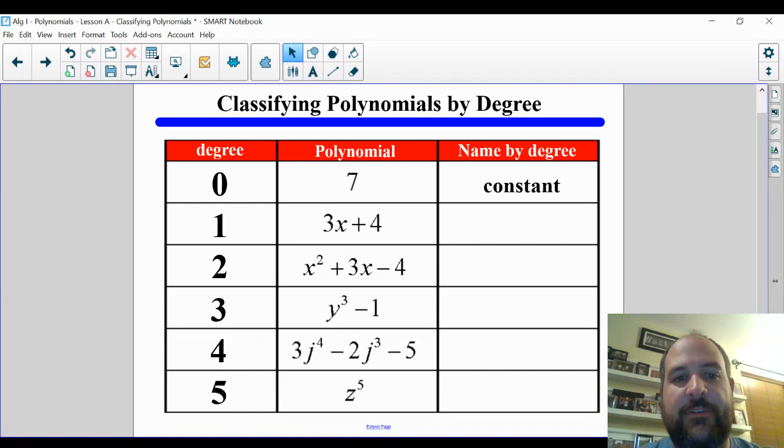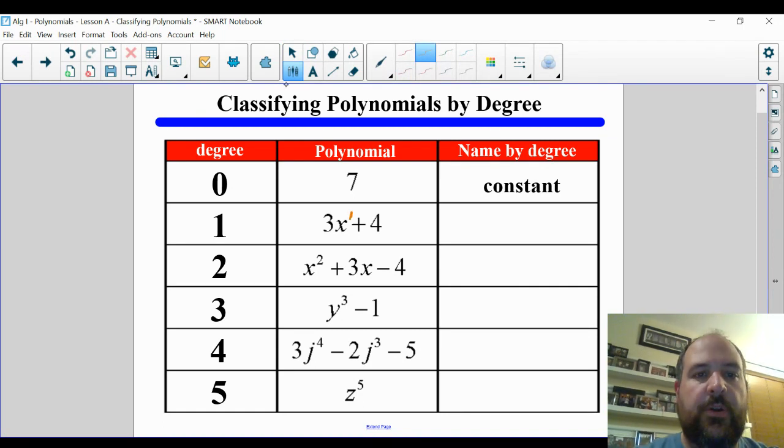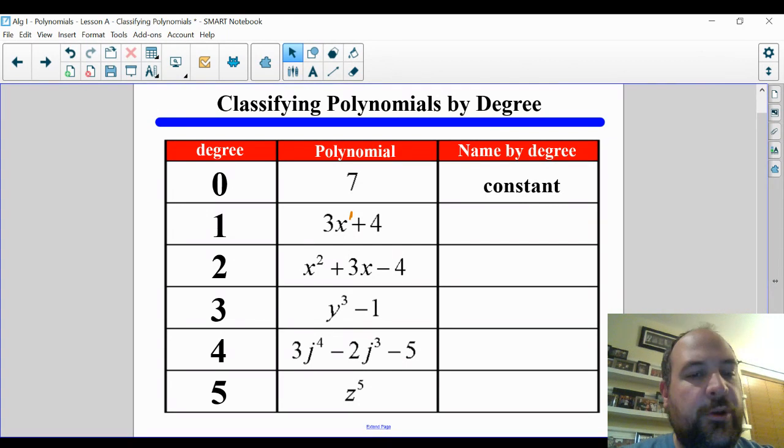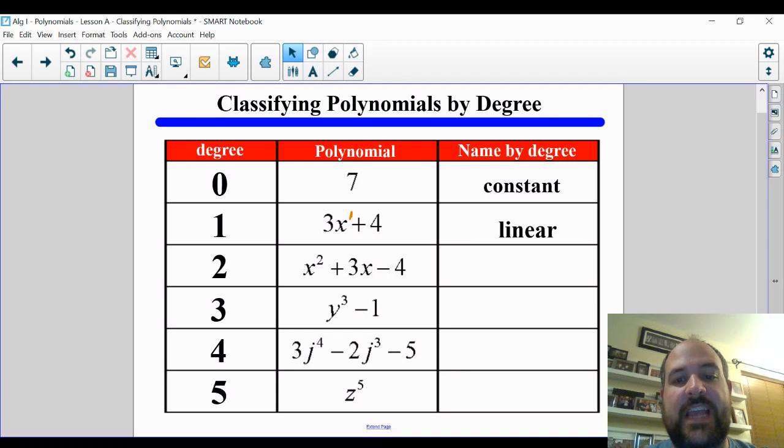And we talked about that before. Constant is another name for just a regular number like 7. In the second example here, where we have a degree of 1, we have 3x plus 4, and even though it's not written there, the largest exponent on the variable there is a 1. You may recognize this from everything that we've done this year already with solving and graphing equations. This is a linear polynomial. So anything that has degree 1 is linear.